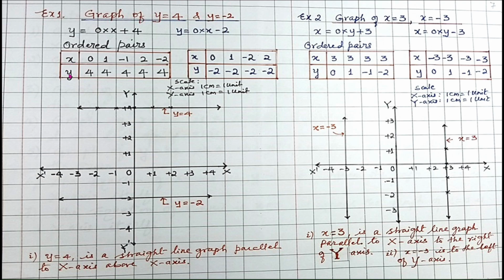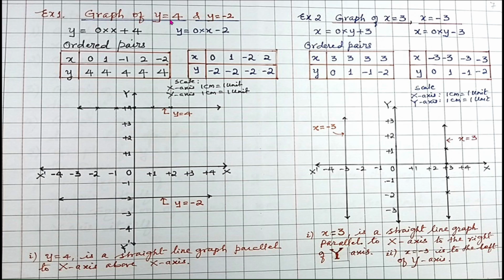Now for different values of x and y, put x is equal to 0, y is equal to 4, put x is equal to 1, y is equal to 4. For different values of x, y remains the same. Now draw the graph. So we have the x-axis and y-axis drawn to a suitable scale. Now locate the points 0 and 4, put a dot, 1 and 4, put a dot, minus 1 and 4, put a dot, 2 and 4, put a dot, minus 2 and 4, put a dot. Join these dots, we get a straight line graph. But the straight line graph here is parallel to the x-axis and above it.